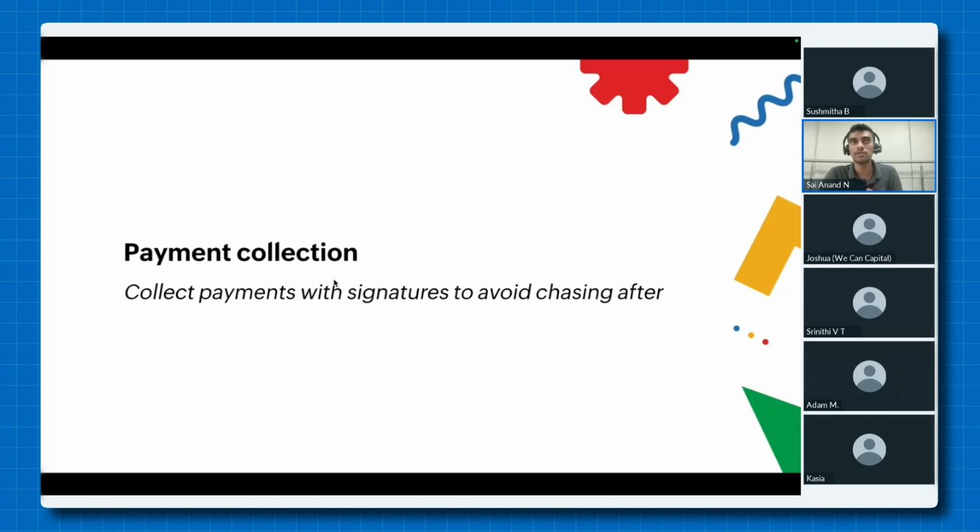So imagine a scenario where you want to collect an advance amount, or you have a policy of, if somebody signs a document, they have to pay for that particular service then and there. Only then is that contract even valid. In such scenarios, you can actually integrate the payment collection into Zoho Sign.